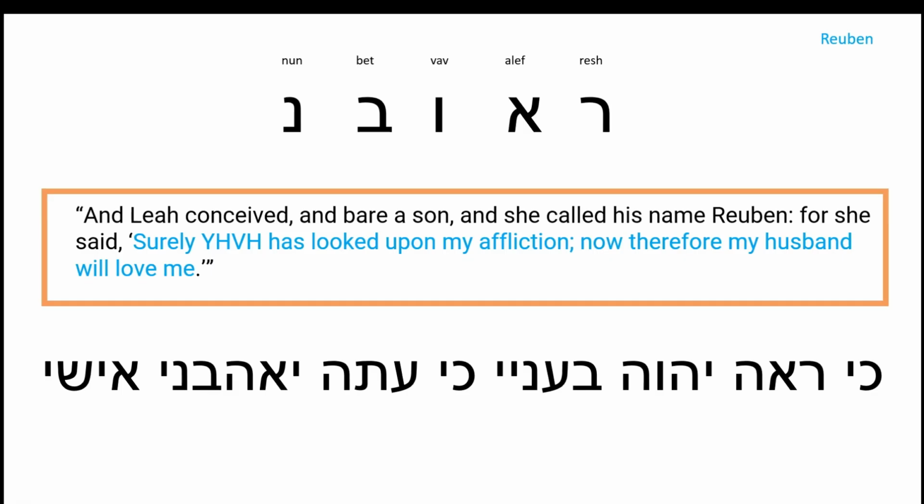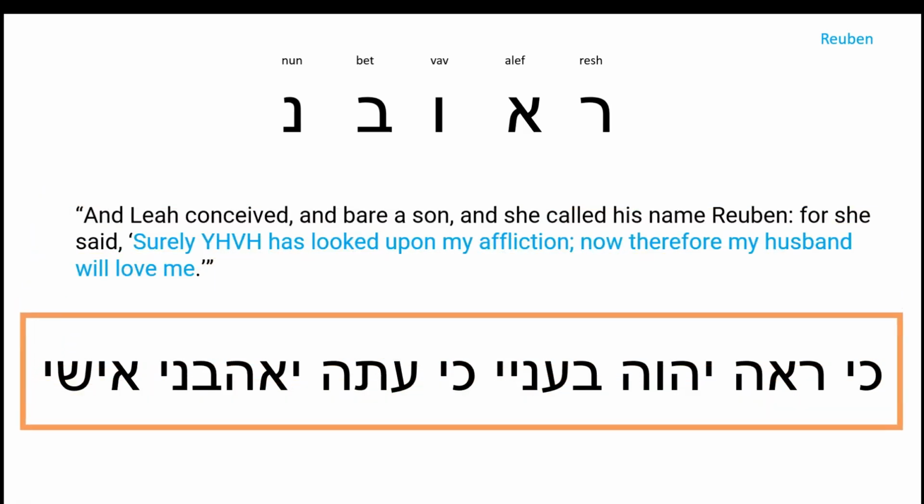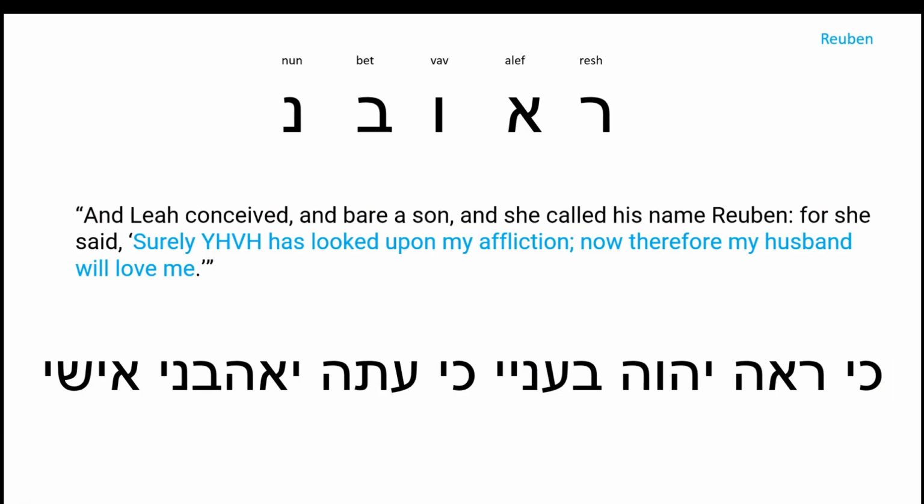So for Reuben, she said, "Surely Yohe-Vohe has looked upon my affliction. Now therefore my husband will love me." Just below that, this is the Hebrew that matches up to just what Leah said, just the words in blue. And so the thing that I noticed is pretty simple. The name Reuben starts with a resh aleph, and in the Hebrew, there's a word with a resh aleph. His name has a beit nun, and in the Hebrew, here's a word with a beit nun.